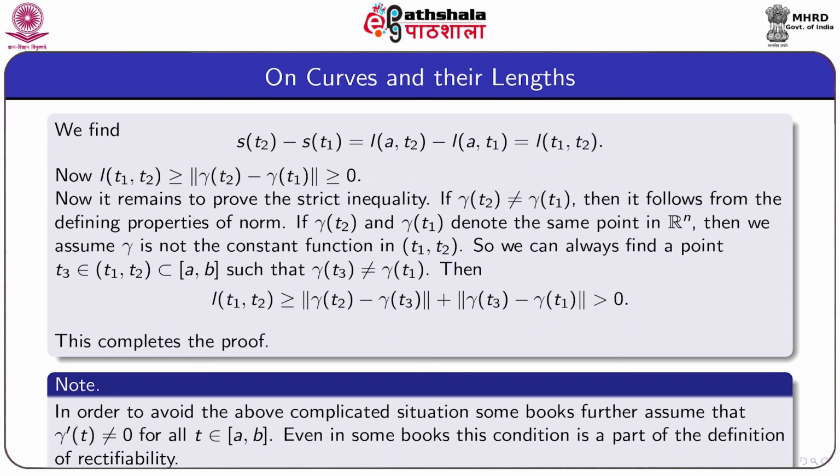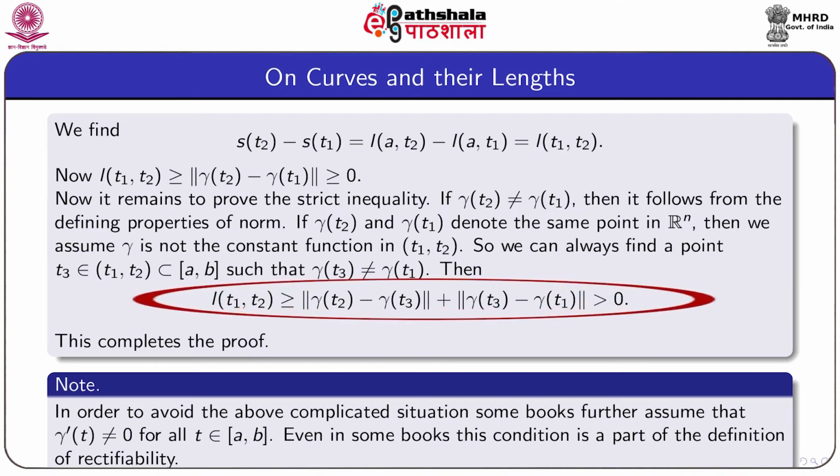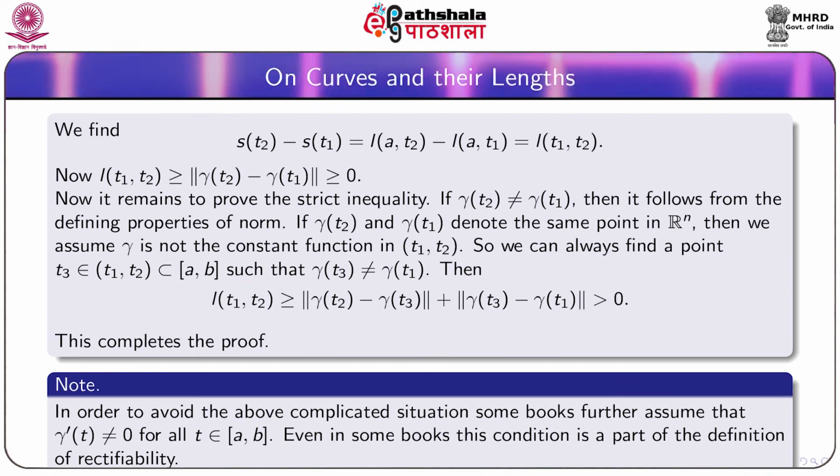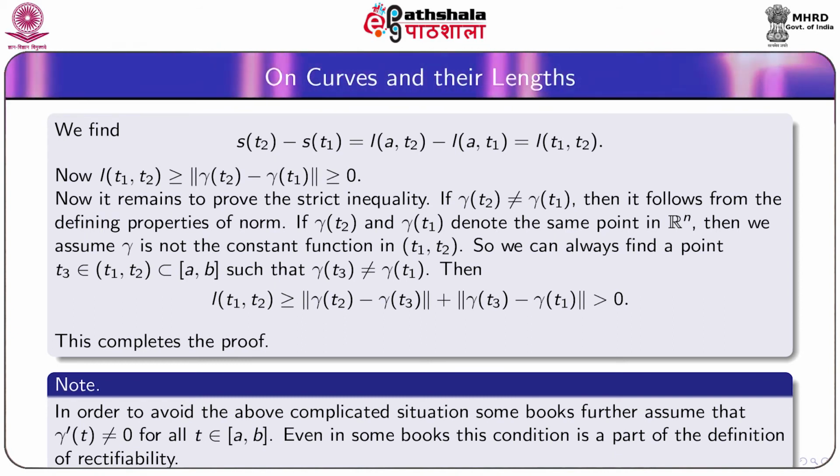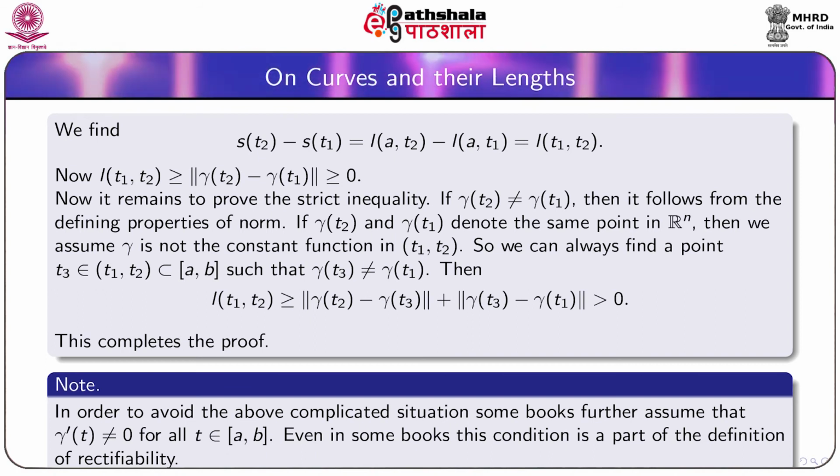If gamma(t2) and gamma(t1) are distinct points, then it follows from the defining properties of the norm. If gamma(t2) and gamma(t1) denote the same point in R^n, that is, at this point the curve gamma crosses itself, then we assume that gamma is not the constant function in the open interval (t1,t2). So, we can always find a point t3 in the open interval (t1,t2), which is a subset of [a,b], such that gamma(t3) is different from gamma(t1), that is gamma(t2). Then L(t1,t2) is greater than or equal to the sum of the norm of gamma(t2) minus gamma(t3) plus the norm of gamma(t3) minus gamma(t1), which is strictly greater than 0. This completes the proof.